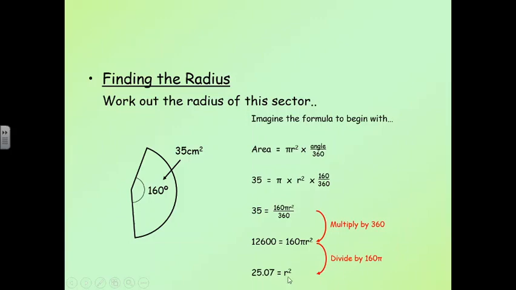Now the very last step, because this is r squared, I want just the radius, so just r. Next thing I'm going to have to do is take the square root of both sides. So when I square root 25.07, I'm going to get my radius is equal to 5.01 centimeters.